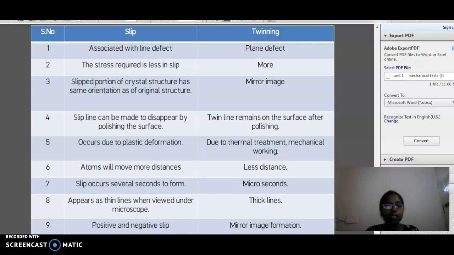Slip takes several seconds to form, whereas twinning occurs in microseconds. Slip appears as thin lines when viewed under a microscope, whereas twinning appears as thick lines.